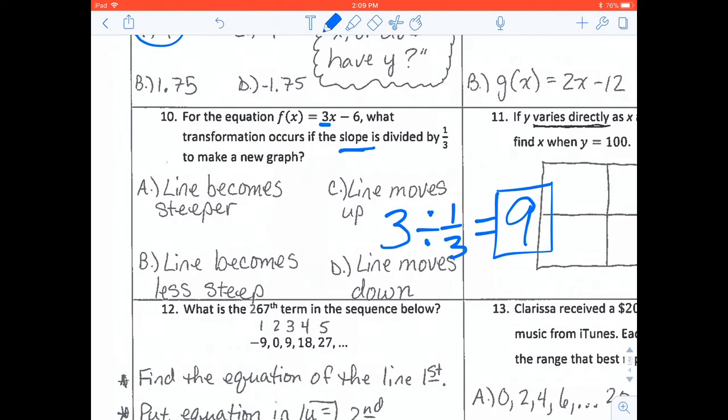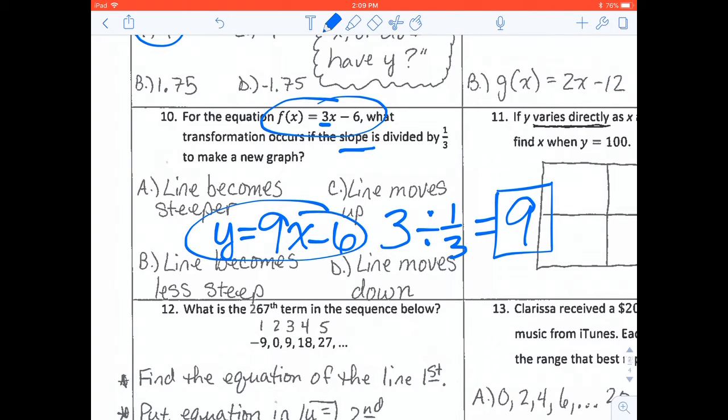I could graph this in y1, graph this in y2, and when you do that, you're going to see the new line is actually steeper. Or, as we practiced in the gallery walk the other day, if the slope increases in value, the line becomes harder to climb. It's actually steeper.